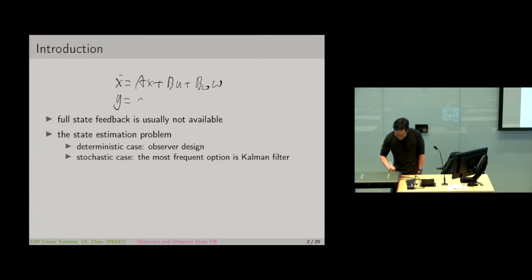Let's say, if we don't have these noise terms, W in the state equation and N in the measurement equation, it's a deterministic state estimation problem. And if we consider these, then we will have a stochastic state estimation problem. The most frequent option in this category is the Kalman filter, which is a milestone in modern control theory.